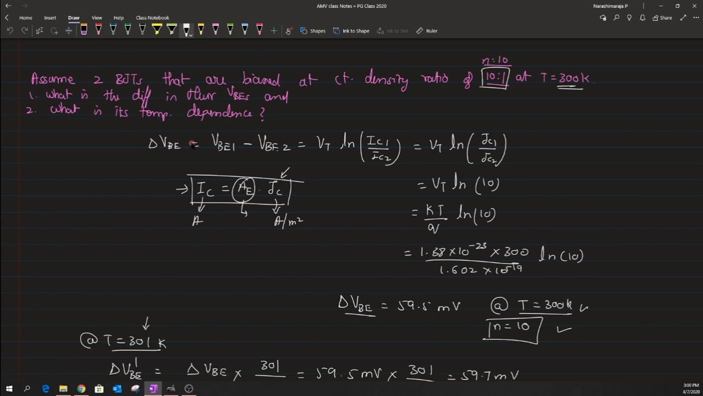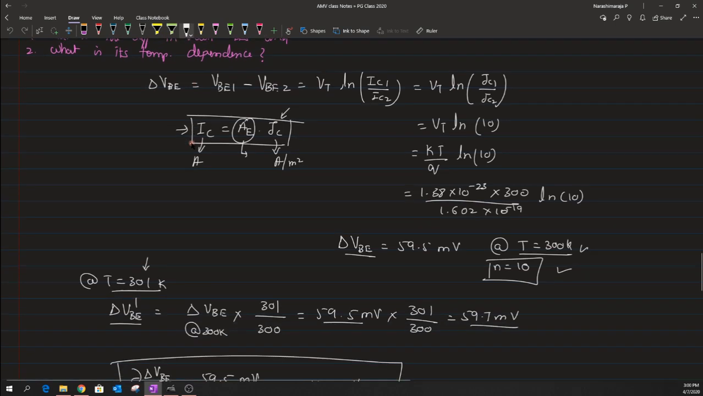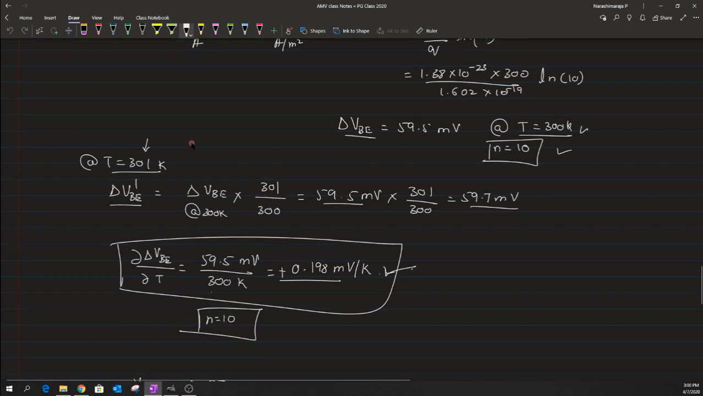10. Okay, so based on this, we just try to compute the value of delta VBE, and this delta VBE turns around to a value of 59.5 millivolt, okay, which is being evaluated for a temperature of 300 Kelvin. Okay. Now, and also one has to note that this value is evaluated only for a value of n that is equal to 10. Okay.